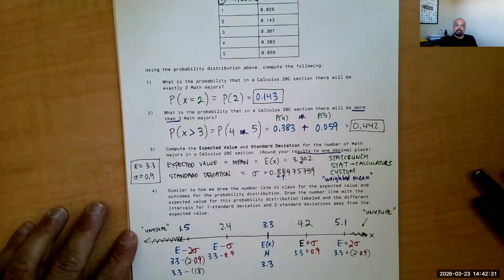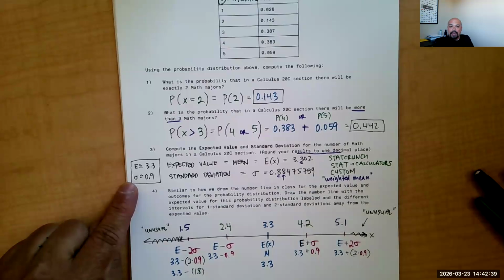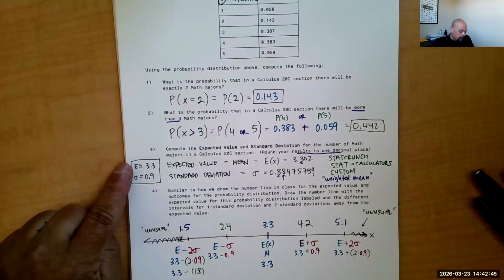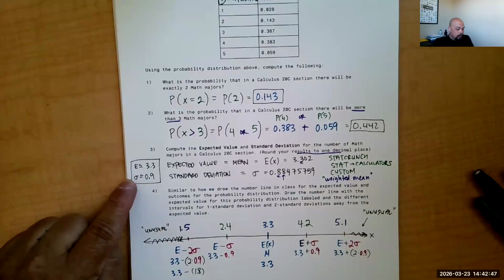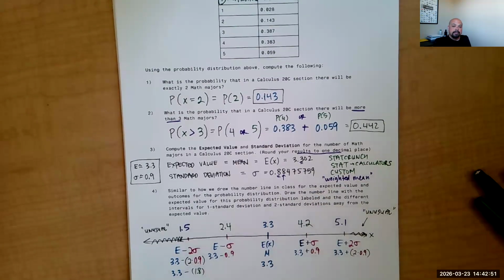Okay, all right. So fairly quick work in this chapter, this discussion with probability distributions. The more complicated part, if you want to call it that, is using StatCrunch to calculate that expected value, the mean, and our standard deviation using the stat calculators and the custom calculator. All right, y'all.